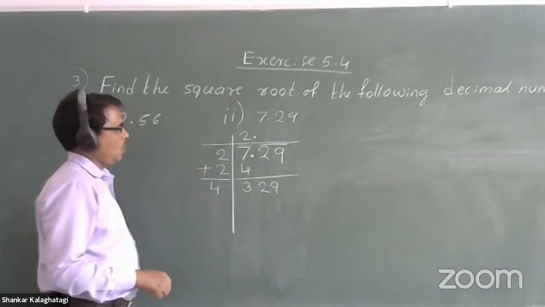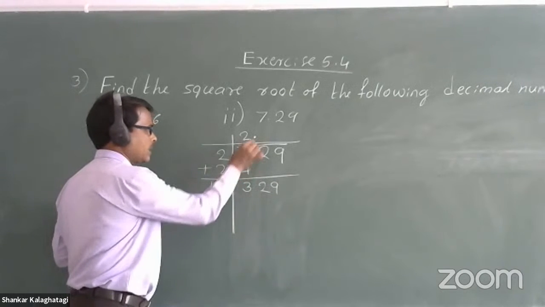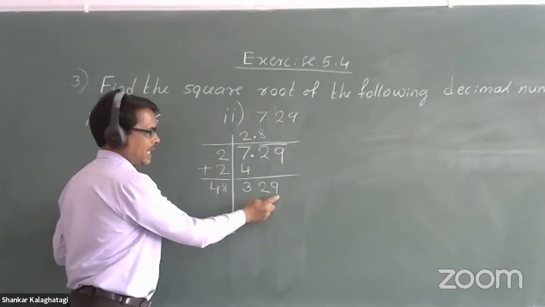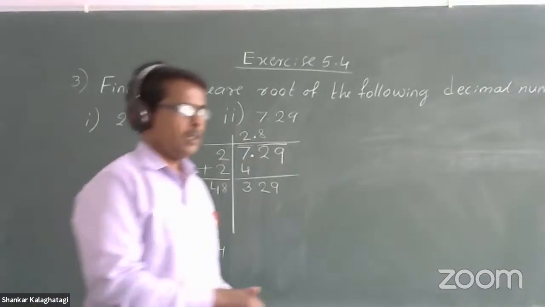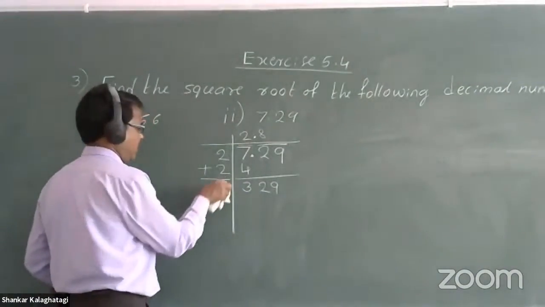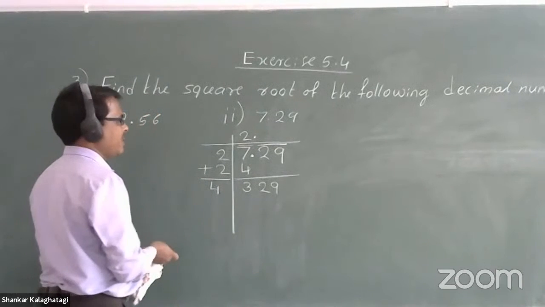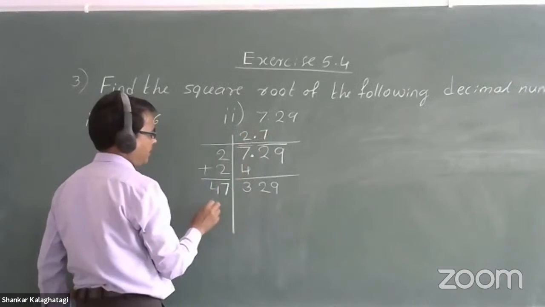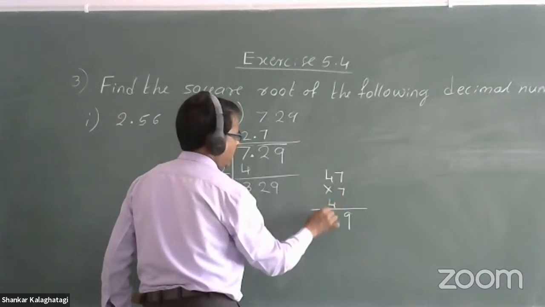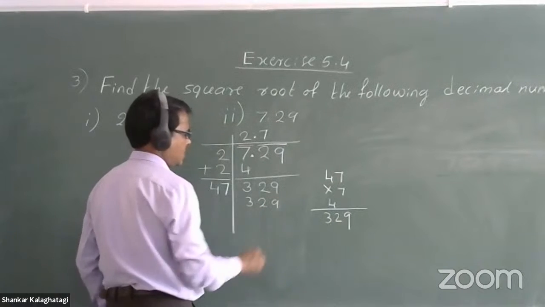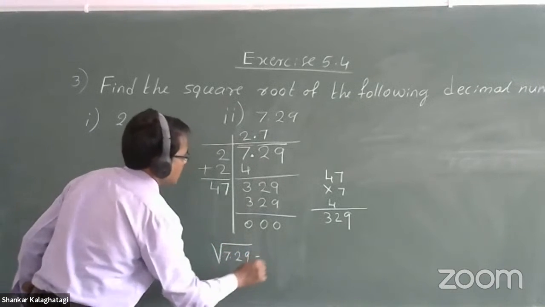Now 4 8s are 32. 4 8s are 32, so approximately 8. If I write 8 8s, how much? 64. But at the end, 9 is there, so 8 is not our answer. Sir, 47 into 7. Yes, you should guess. 8 is approximately near the answer, so your answer is 7 because 7 sevens are 49. So 7 here, 7 here. 47 sevens are 329. 7 sevens are 49, 7 fours are 28, 32. So 329, this is the answer. So 0 0. What is the square root of 7.29? Square root of 7.29 is 2.7.